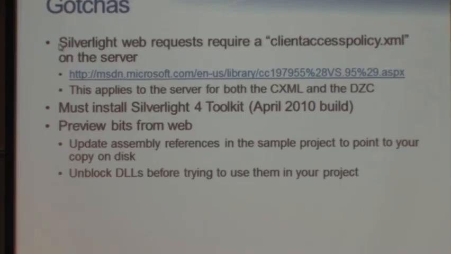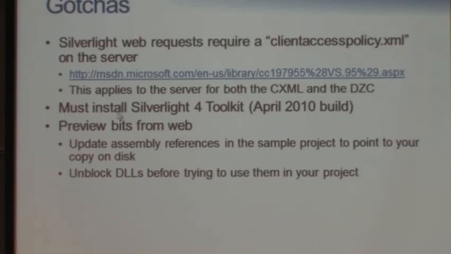Another gotcha that we get asked a lot by early adopters of this control is you need a clientaccesspolicy.xml on the root directory of the server where both the CXML file and the DZC are. So I've included a link in this presentation that gives some description of what client access policy is and how it's formatted. Basically, it's a file that lets the server know that Silverlight's allowed to access files on that server, and Silverlight won't download any content from that server unless this file's there telling it it's okay.